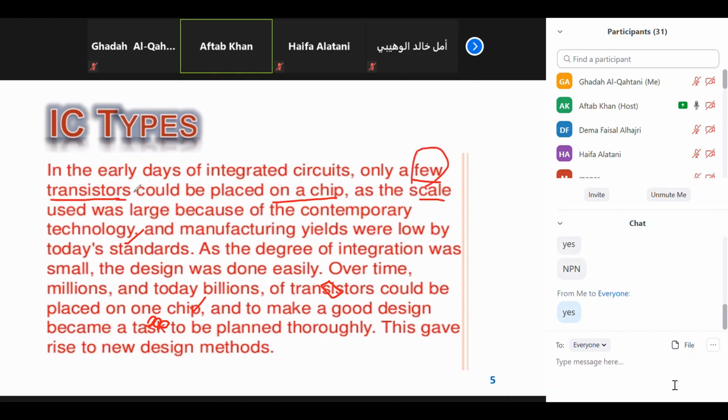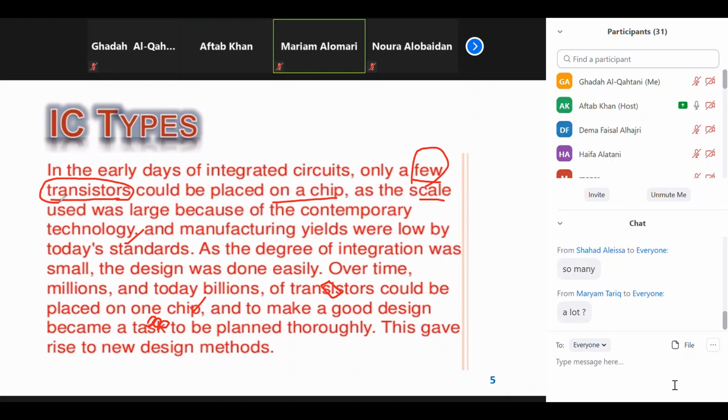If I ask you girls, what do you think? How many transistors can be fabricated now on this IC? Any idea? Any guess? So many, a lot. Some numbers. Millions. How many? Millions. No idea. How many? More than billions on a small chip.